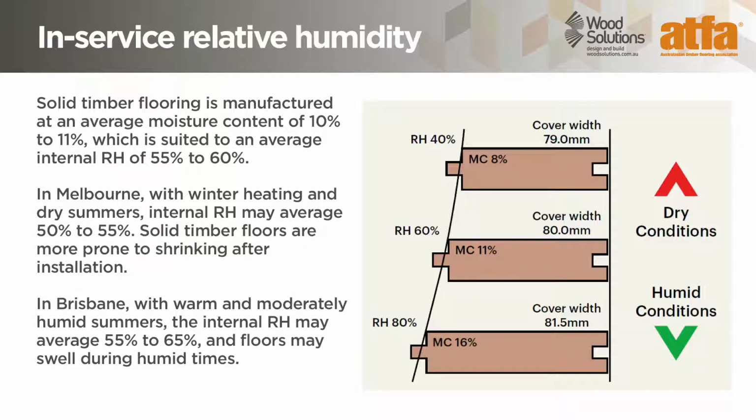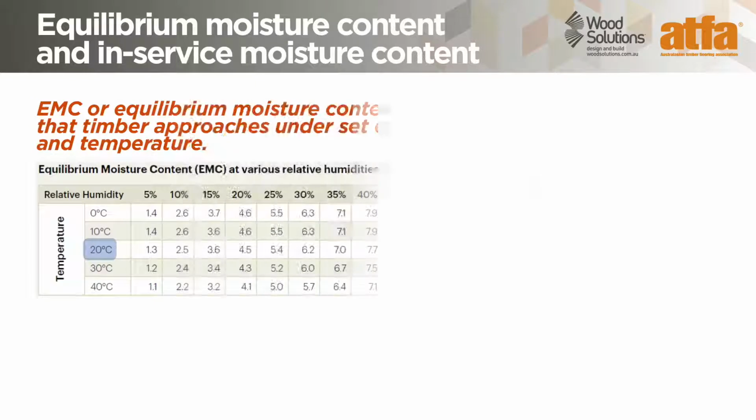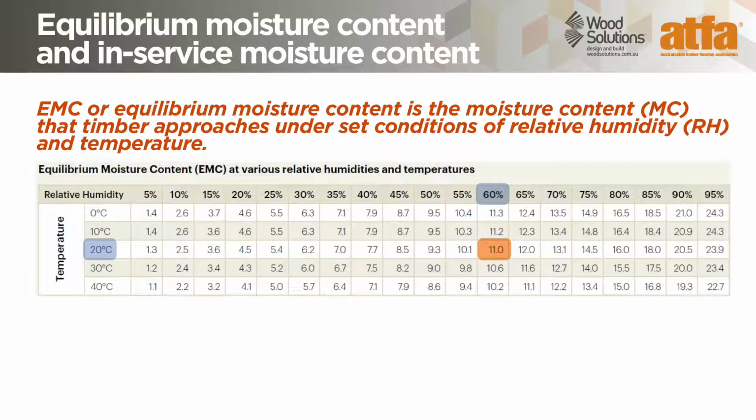High humidity causes an increase in moisture content and a corresponding increase in board width. Conversely, low humidity causes board moisture contents to reduce and decrease the board width. We need to understand EMC, or equilibrium moisture content, which is the moisture content that timber approaches under set conditions of relative humidity and temperature. An example, as seen in the last slide, is if the relative humidity was 60% and the temperature at 20 degrees Celsius, then the EMC is 11%.